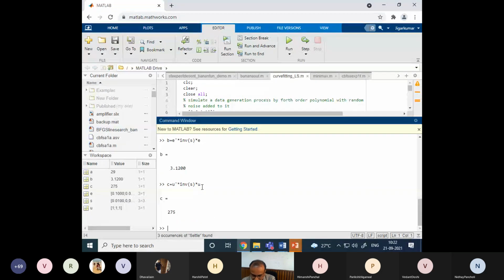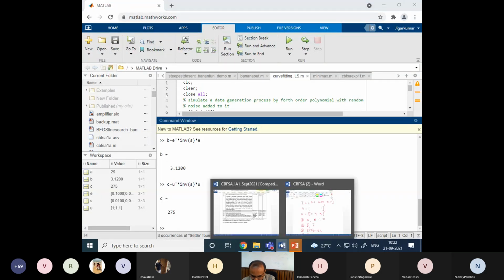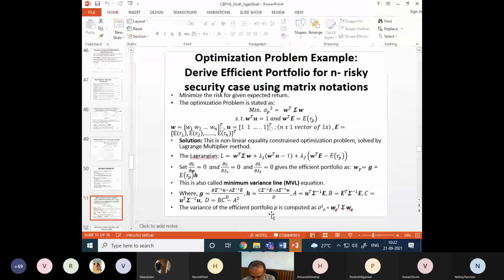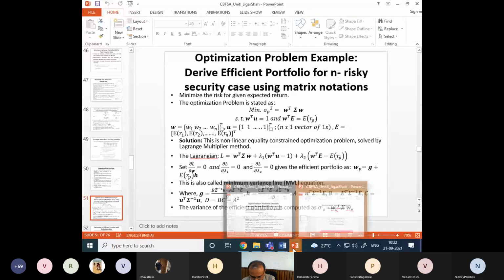We have used even tougher than this in the signal processing. This is U dash inverse S into U. And finally D. So what is my D? Just a minute. Wait. D is simply BC minus A square. And B, C and A all are scalar.